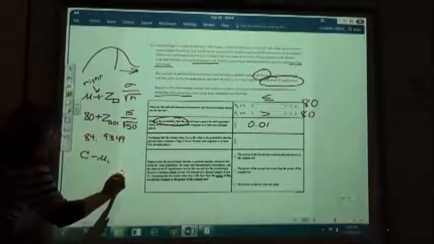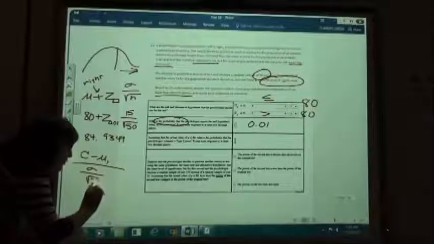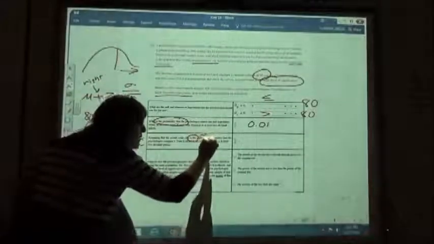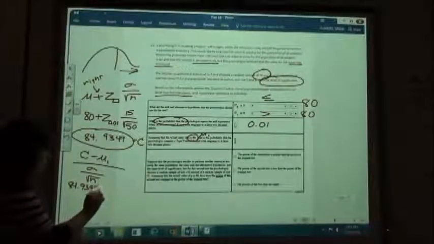That's the first step. Our second step, we did C minus the mean from the problem over the standard deviation and the square root of n again. This value here is the one that is going in for the C. This value here goes in for the mean sub 1. So 84.9349 minus 86 over my standard deviation of 15 and the square root of 50.